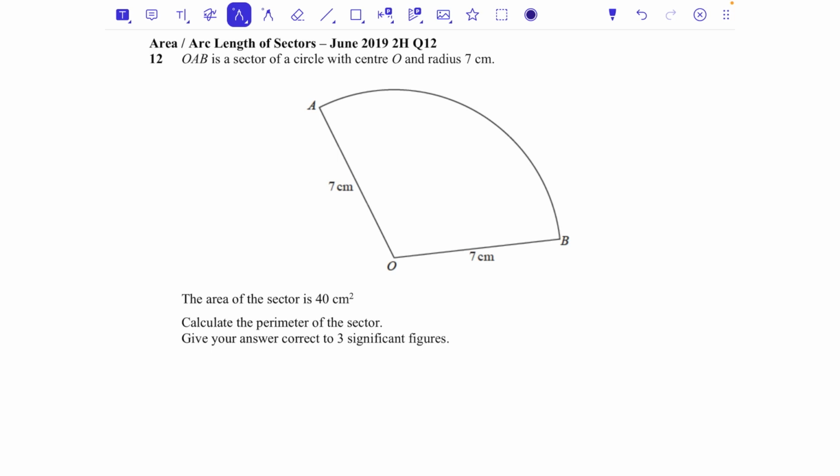Okay, question number 12. OAB is a sector of a circle with centre O and radius 7. So we're looking here at areas and arc lengths of sectors. Might be circles, might be sectors, not sure, but it's good to have this knowledge and think about those formulae. The area of the sector is 40.